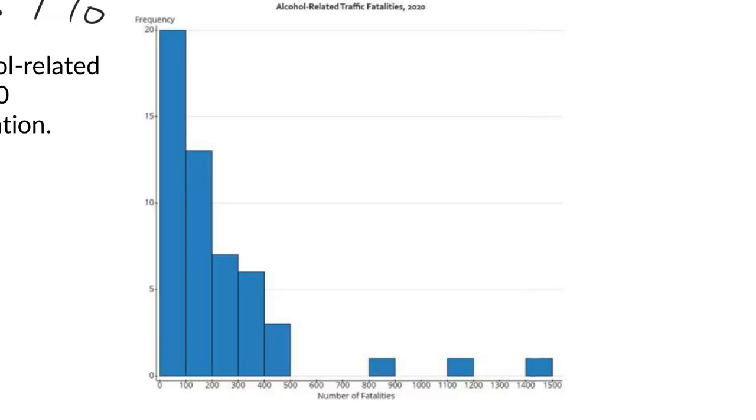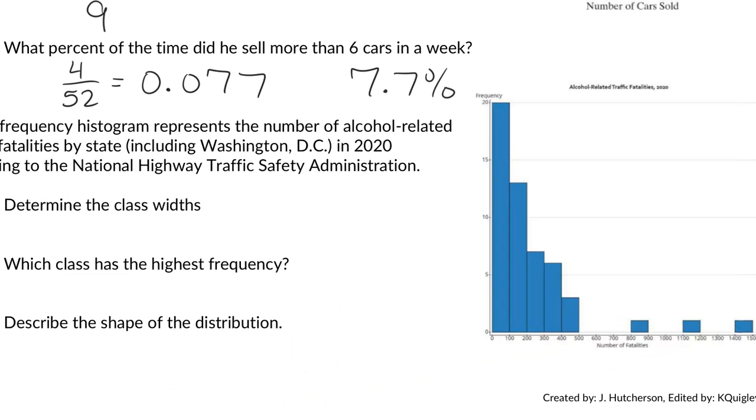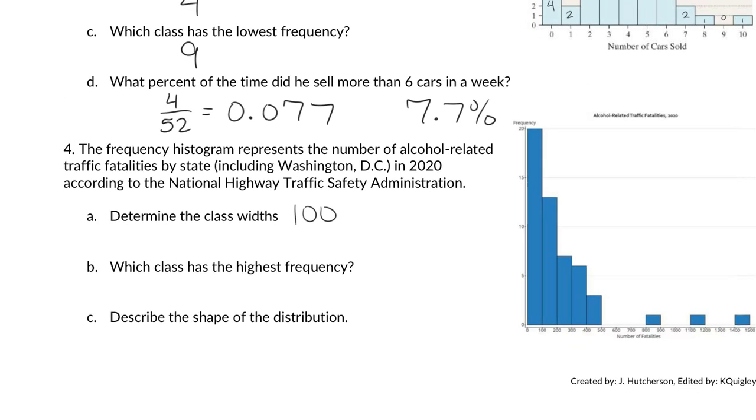100. Which class has the highest frequency? 0 to 100. And then lastly, describe the shape of the distribution. Skewed to the right, because we have a tail on the right. So be ready to answer multiple types of questions when it comes to these displays of data. That's going to be mainly what your homework assignment will have you do.